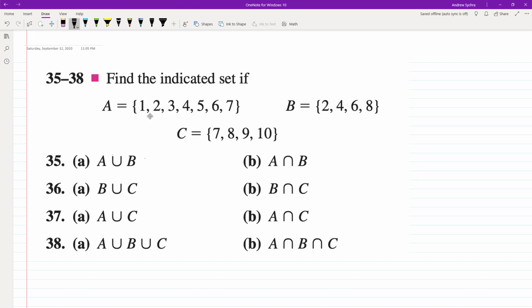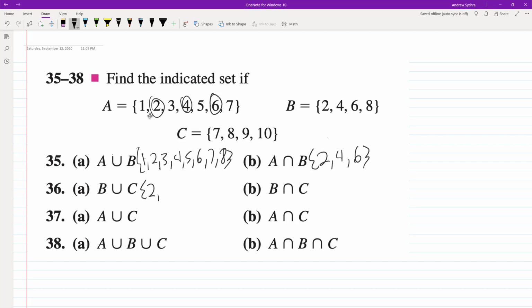So in this instance, it would be A and B, so 1, 2, 3, 4, 5, 6, 7, 8. What this means here, the upside down U, is it only includes what they both have. So in this instance, 2, 4, 6. And usually you write these with brackets. So B and C, we will have 2, 4, 7, 8, 9, 10.